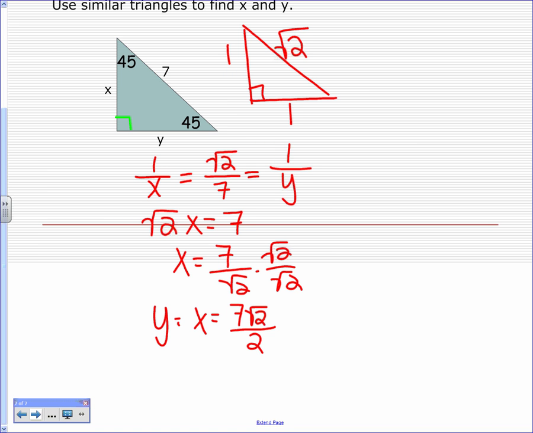Okay. Any questions on these? Anything at all? Do we need to go over the similar triangle for 45, 45, 90? Okay. All right then, go ahead and clear your desk for your test corrections.